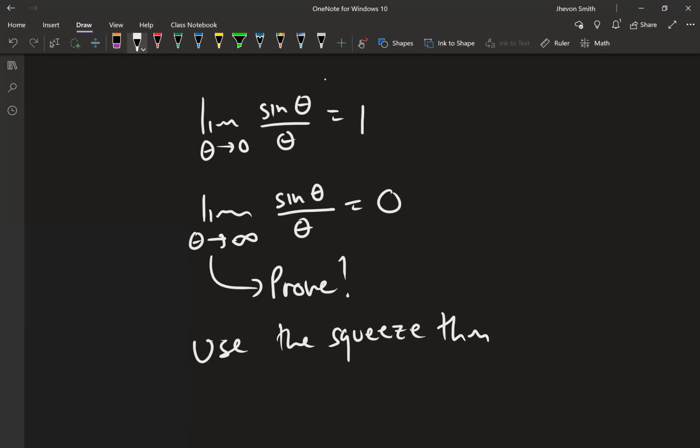Well, that's not using the squeeze theorem. That's using what a limit is. You plug in numbers closer and closer. But the thing is, here we're going to infinity. What is a number close to infinity? There is no such number, right? The plug-in strategy doesn't work for infinite limits, or limits at infinity, rather.